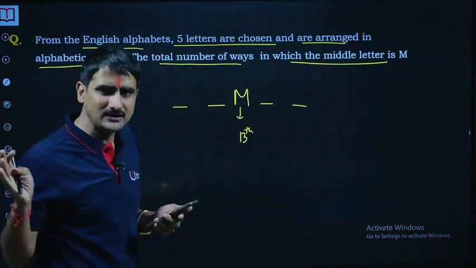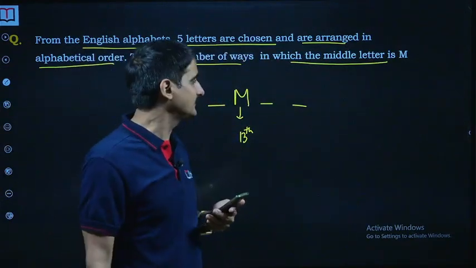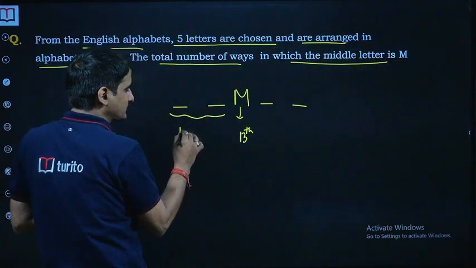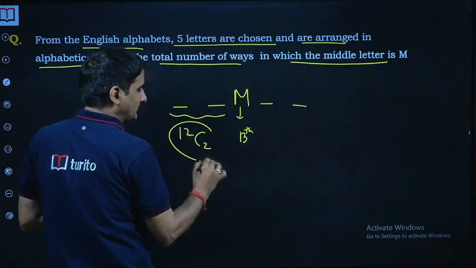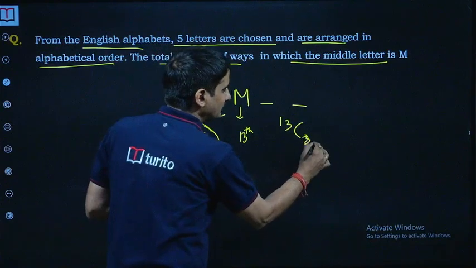So if we are arranging the alphabets in alphabetical order with M as the middle letter, then we are left with 12 alphabets to be put here. So select 2 out of 12. So 12 and 13, select 2 out of 13, children.